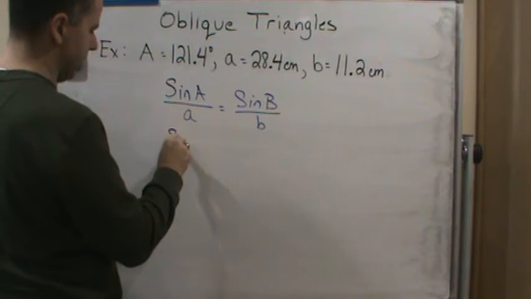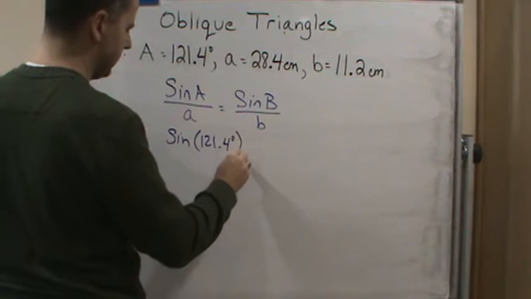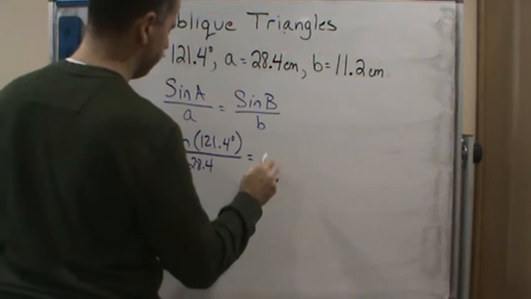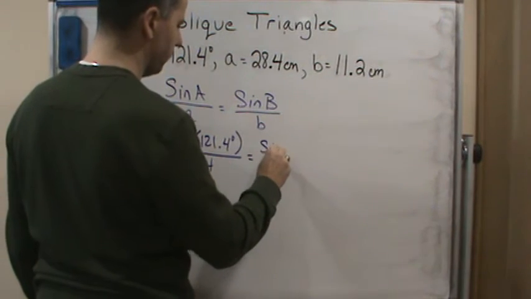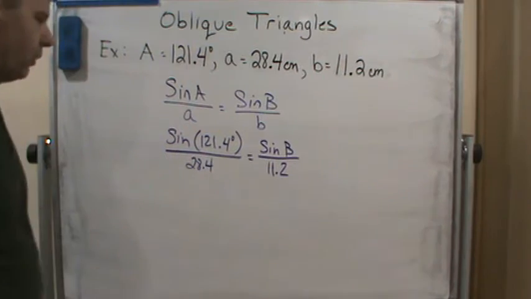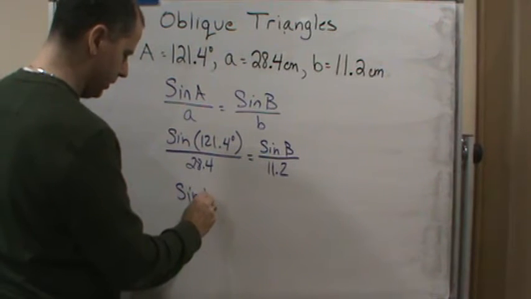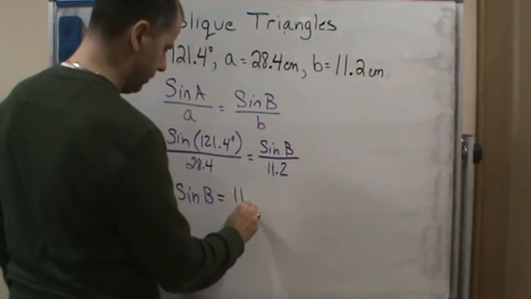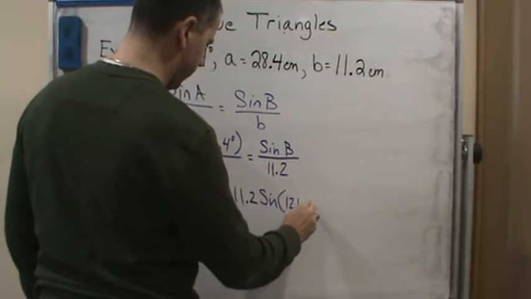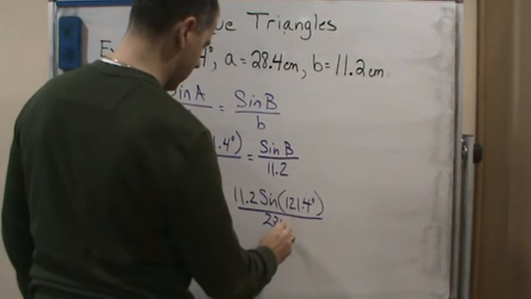So we get sine of 121.4 degrees over 28.4 centimeters equals sine B over 11.2 centimeters. So now what I'm going to do is multiply both sides by 11.2, and so I get sine B is equal to 11.2 times sine of 121.4 degrees divided by 28.4.